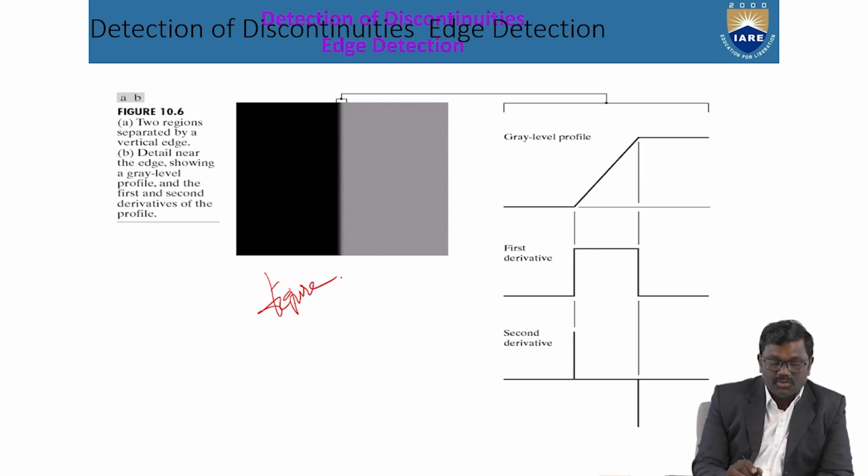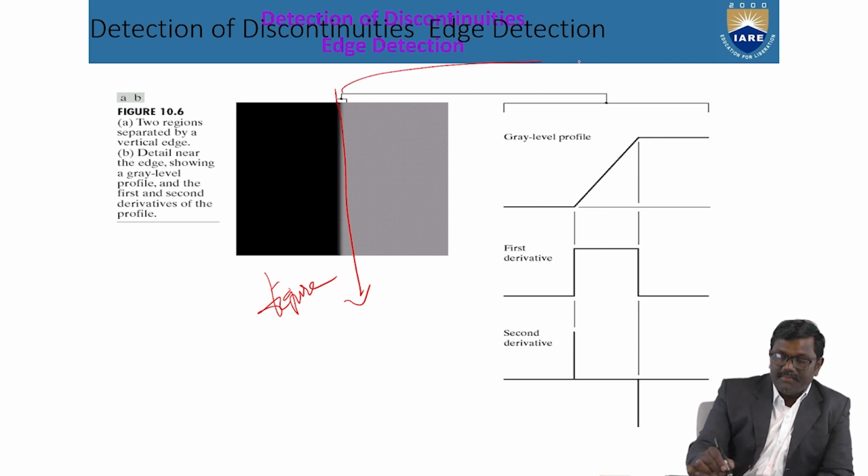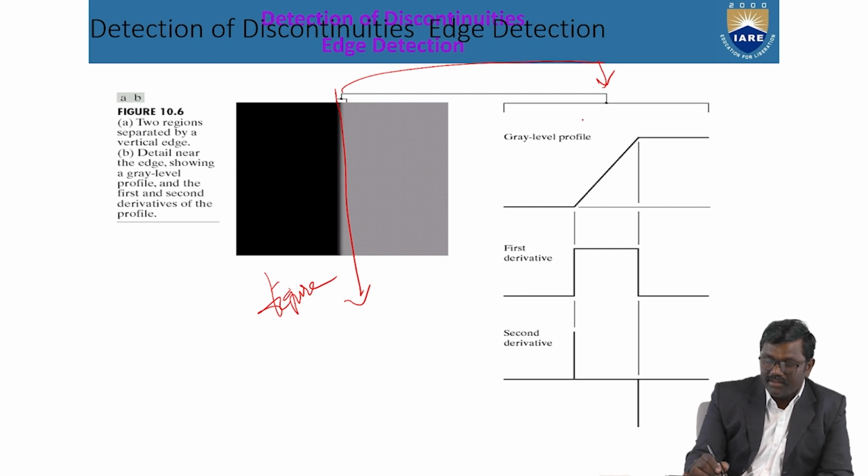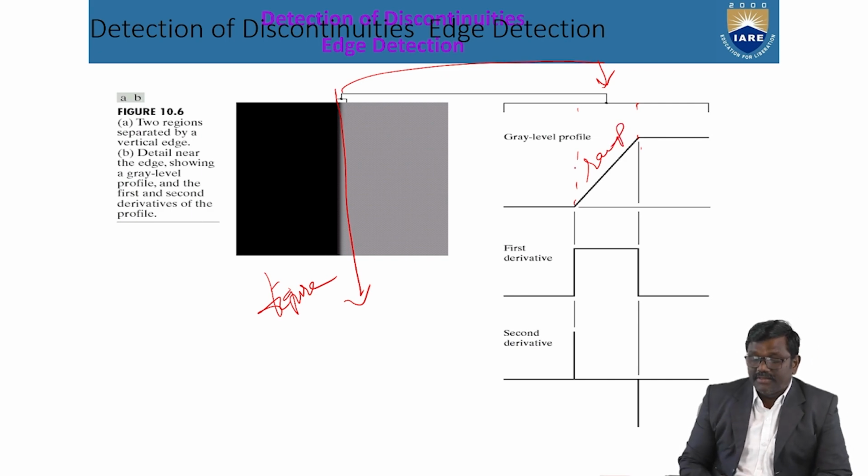The figure shows two regions separated by a vertical line, detailed near the edge, showing a gray level profile and the first and second derivatives of the profile. By the help of this, we can find out the discontinuities. This is the ramp signal. It detects the edges of the image.